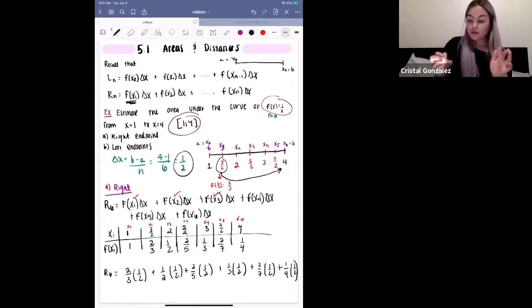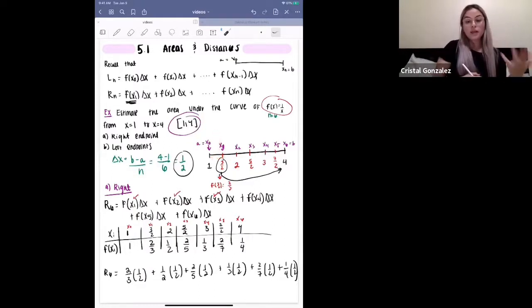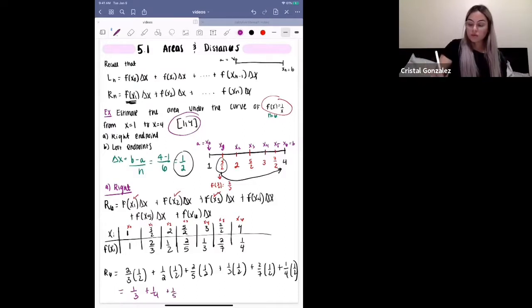All we did here is multiply our width, which is 1/2, by the height of the function. Each time we're doing that, we're getting areas of rectangles. Now we can easily simplify this. This one here will simplify to be 1 over 3, the 2's just cancel. This is going to be 1/2. This is going to be 1 over 5. This is going to be 1 over 6. Then plus 1 over 7, and then plus 1 over 8.